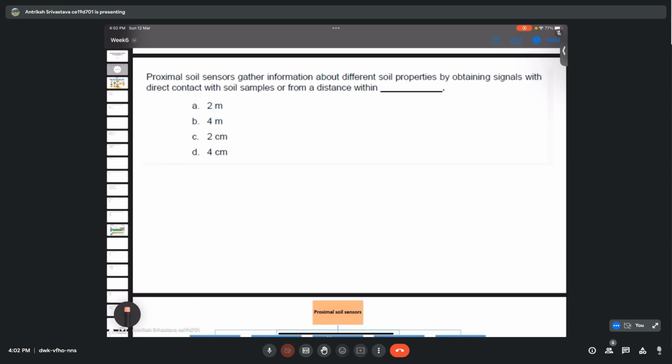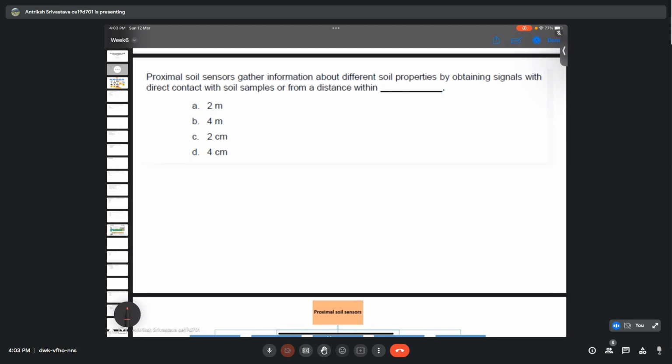Okay, so let's start. The first question was taken straight from the definition itself. Proximal soil sensors gather information about different soil properties by obtaining signals either with direct contact or from a distance within. So it's asking, for the soil sensors discussed in the session under the proximal soil sensor category, if we are not making direct contact, then what is the range of the distance within which we will have a reliable reading from the sensor?